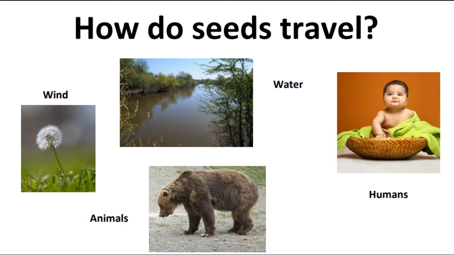Animals eat seeds like blueberries and blackberries, and they travel far away too from the original point. And then when they have a bowel movement, the seeds are in their excrement. So that's how seeds travel through animals. Water is very interesting. So when it rains a lot and areas flood, or a seed is growing next to like a river or the ocean, it'll fall into the water and the water can carry it far away.